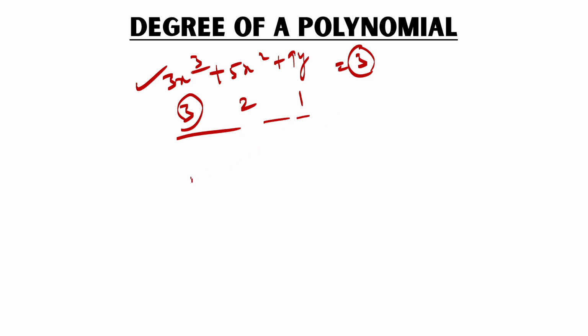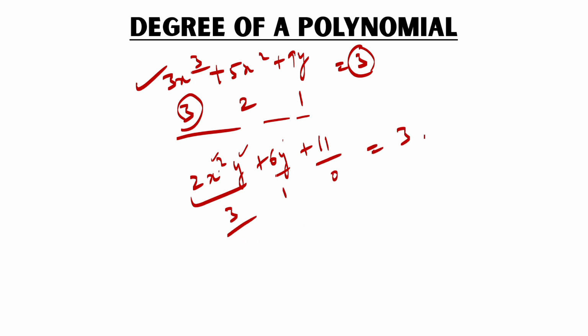Now let's take one more example. 2x²y + 6y + 11. Now what is the degree here? 2 + 1, which is 3. This is 1 and this is 0. So in this case, 3 is the degree of this polynomial.